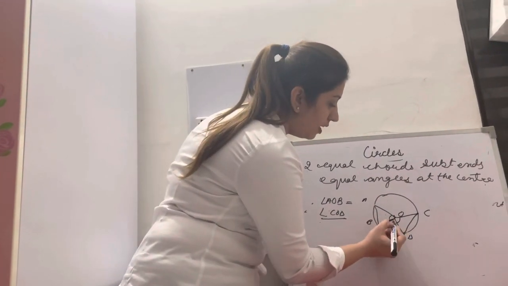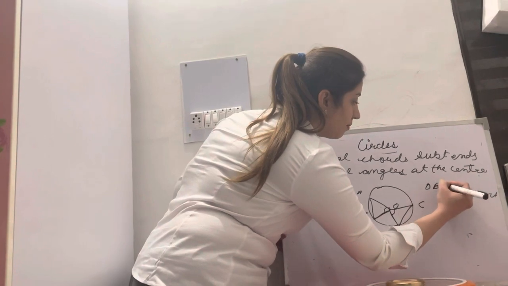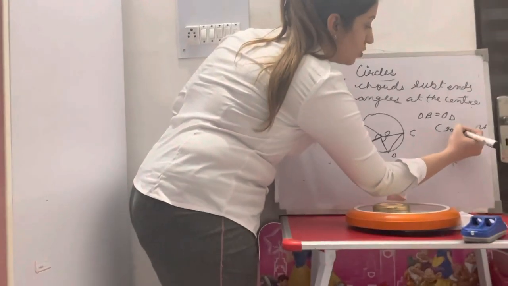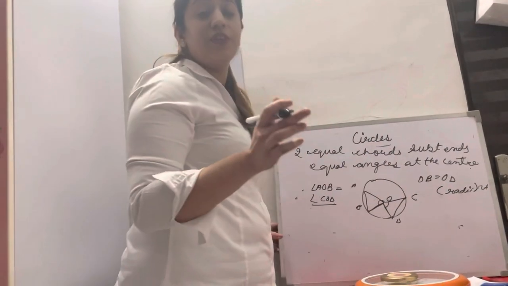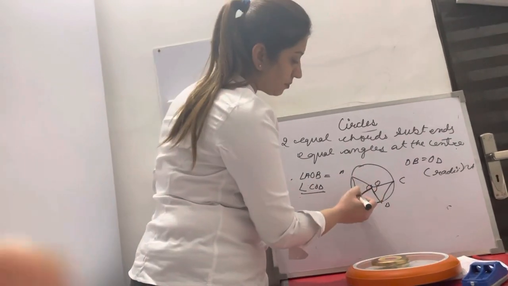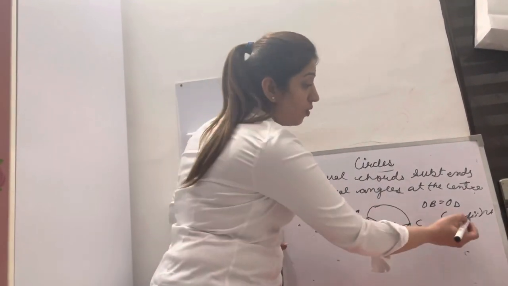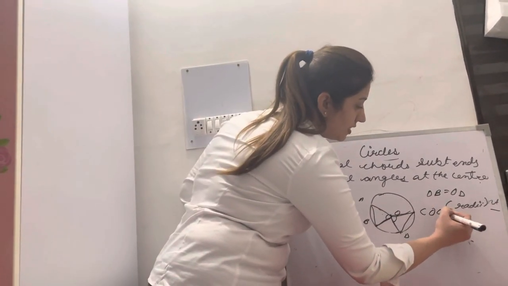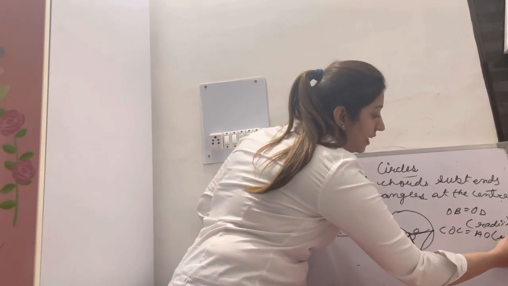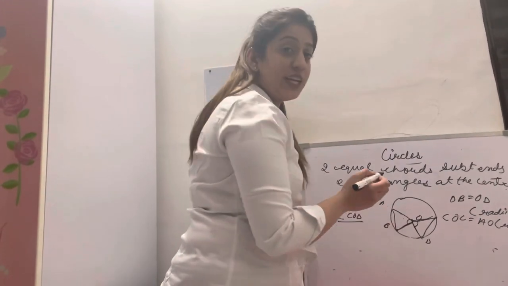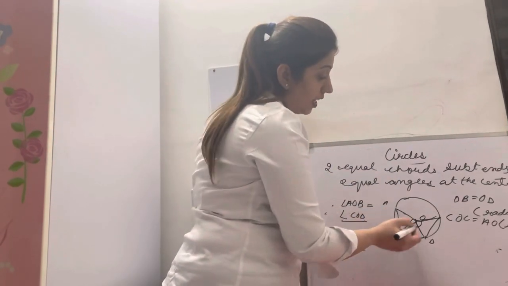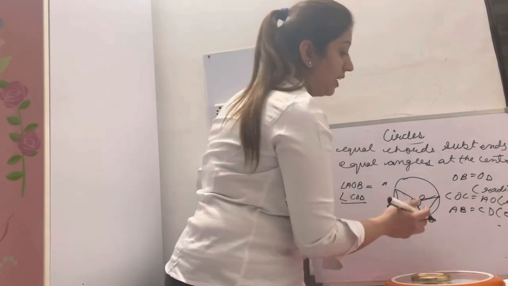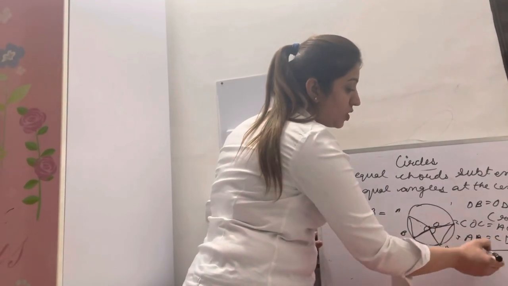Here, OB is equal to OD. Why? Because OB is a radius and OD is also a radius, and I told you the radii of a circle are always equal. So one condition is satisfied. Another is OC equal to AO, which are also radii of the circle. And we assumed at the start that AB and CD are the two equal chords. So we have 1, 2 and 3 conditions satisfied.